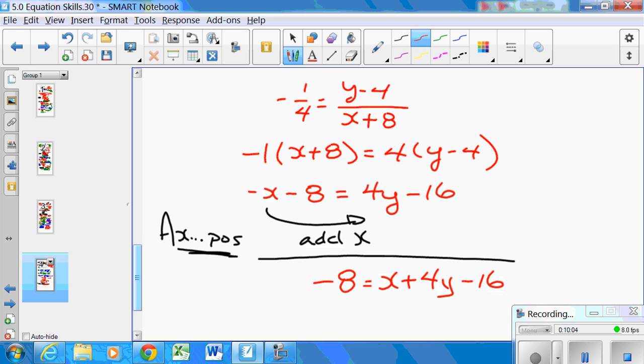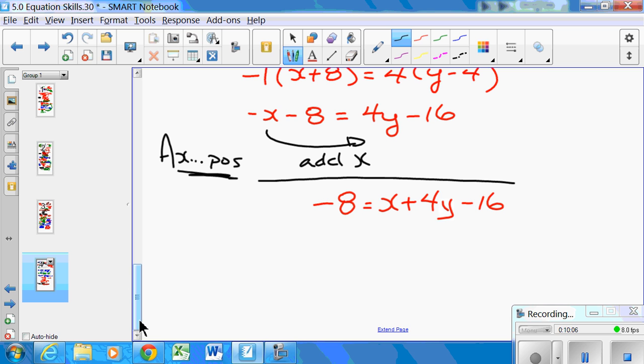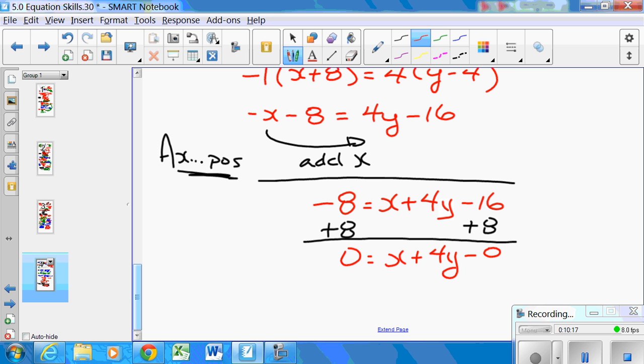And then to make it equal 0, one more step. Add 8 to both sides. And we have 0 equals x plus 4y minus 8. That's your answer in general form. So again, general form means you keep the x's positive. The y's and the other numbers, they can be positive or negative. They just happen to change signs based on x being the boss.